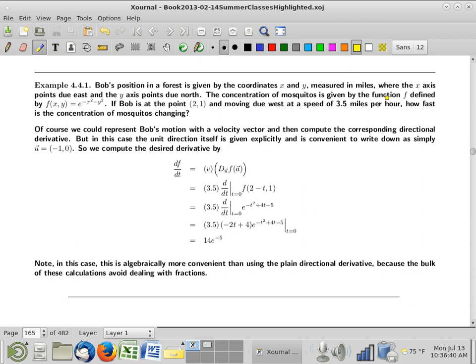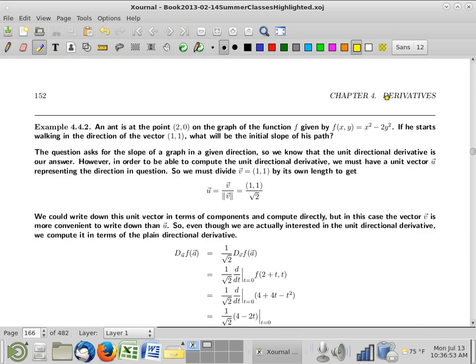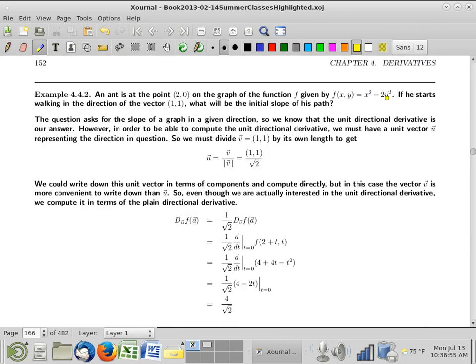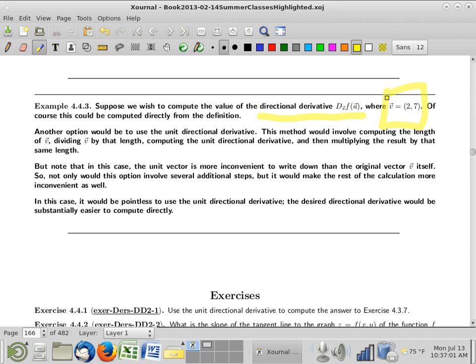I got to get this annoying scalar 3.5 out of the detailed algebra of the calculation, and life is just a little bit easier this way. So if it's convenient for your purposes, yeah, absolutely. Right? Or if the unit directional derivative is what you actually want in the first place. Yeah, for sure. But don't just do it reflexively in a case like this. Everybody happy? Okay.